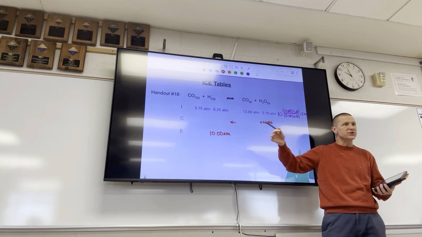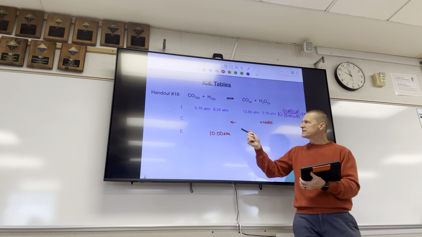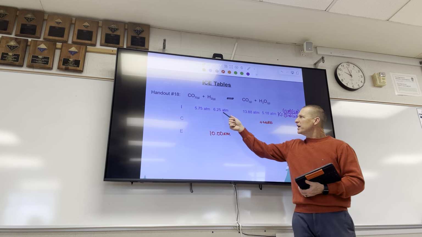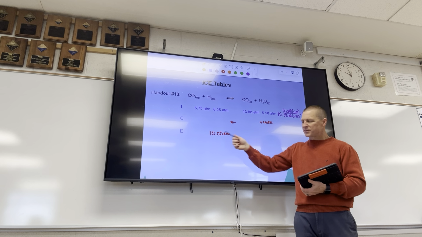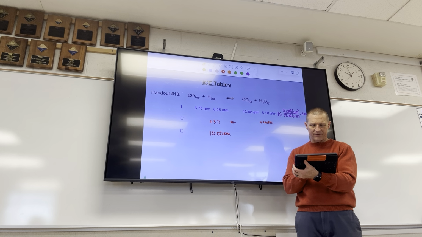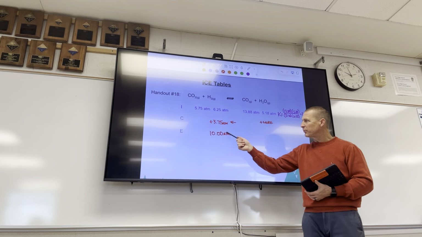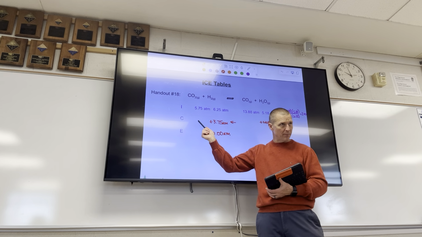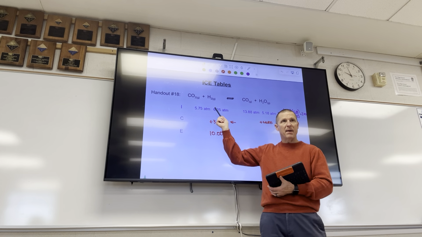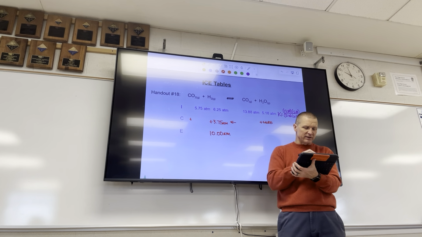Since I know how much hydrogen we started with and how much hydrogen we end with, we know what the X value is. You don't need an X term in this ice table. Starting at 6.25, going up to 10 means that the hydrogen pressure went up by 3.75 atmospheres. So we know what the change was. And if the hydrogen went up by 3.75, the CO2 had to go up by 3.75 as well. You can't make more of that without making that as well. So that went up, and that's because of the 1-to-1 ratio, 3.75.